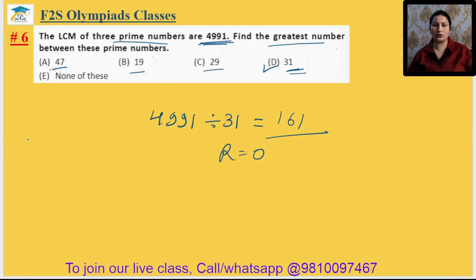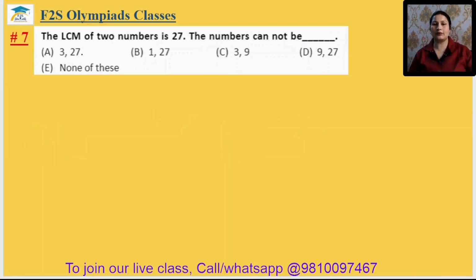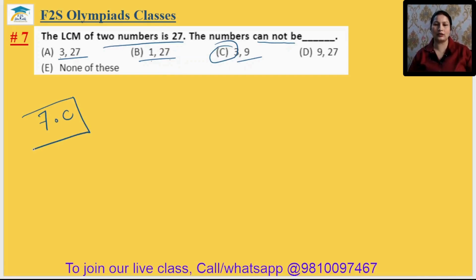Okay, so question 6 answer will be D. Question number 7. The LCM of two numbers is 27. The numbers cannot be, check the options. 3 and 27, LCM will be 27. Okay. 1 and 27, LCM will be 27. 3 and 9, LCM will be 9. As 3 is a factor of 9, 9 will be the LCM. C option is the answer. Seventh answer is option C.